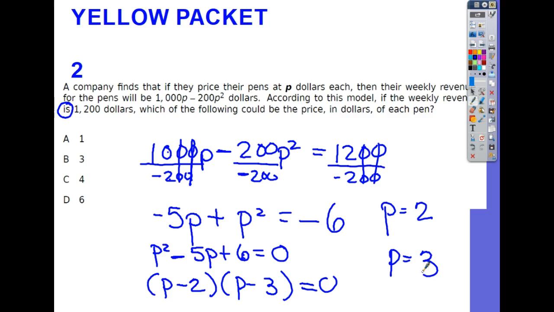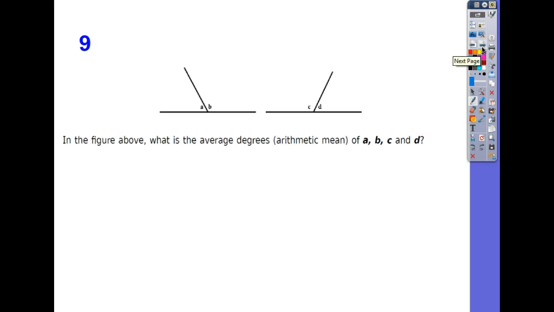But a lot of people did not put this in their equation. If you don't have this, you don't have an equation, and can you solve it if it doesn't have an equal sign? So some people were having difficulty solving it because they didn't put down what it was equal to. Okay, 9.